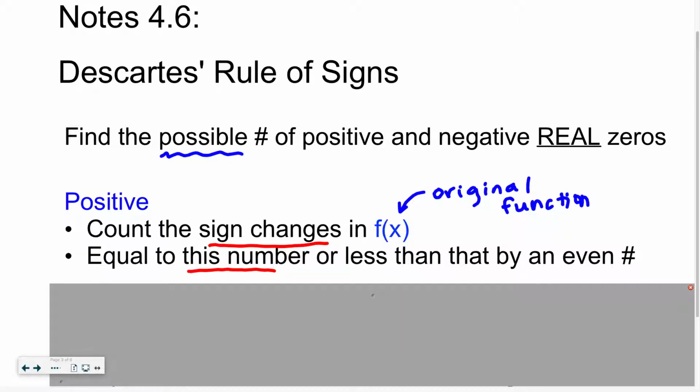If you count 3 sign changes, you'll say 3 or 1. You wouldn't go any lower because that would be negative, and that wouldn't make sense. If you count 4 sign changes, it would be 4, 2, or 0. You just keep subtracting 2 until you get to 0 or 1. If you count 5 sign changes, it's 5, 3, or 1.